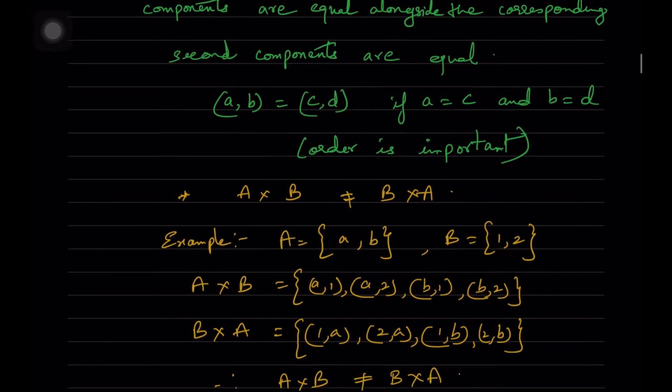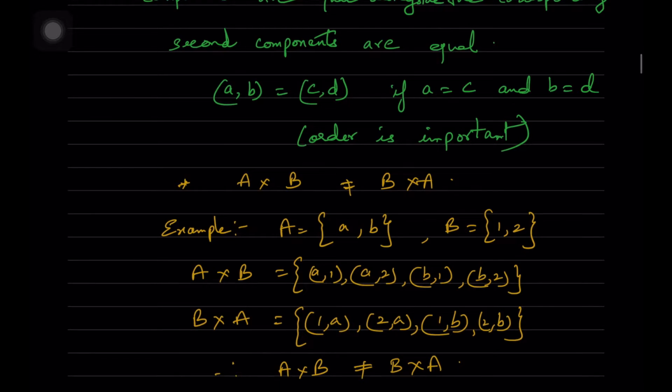Now, what is A cross B? We'll prove why A cross B is not equal to B cross A. You can see here, A is equal to {a, b} and B is equal to {1, 2}. A cross B is equal to, now A is the first set and B is the second set. So how do we write that? We write it as (a,1), (a,2), (b,1), (b,2). You're having a total of 4 ordered pairs in this. So what are those 4 ordered pairs, we can see here.